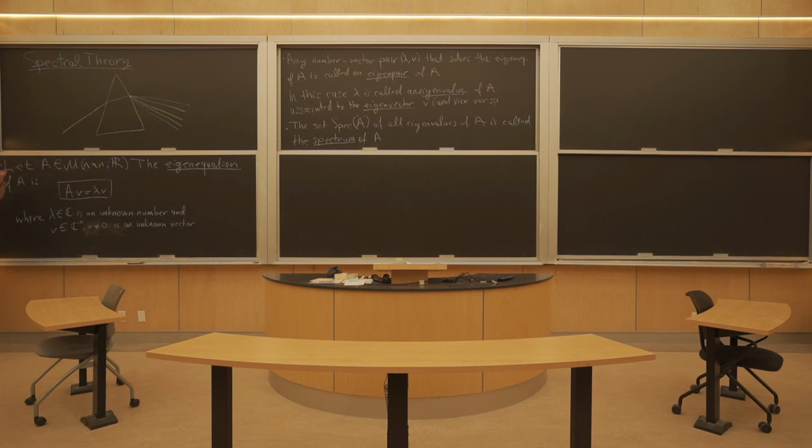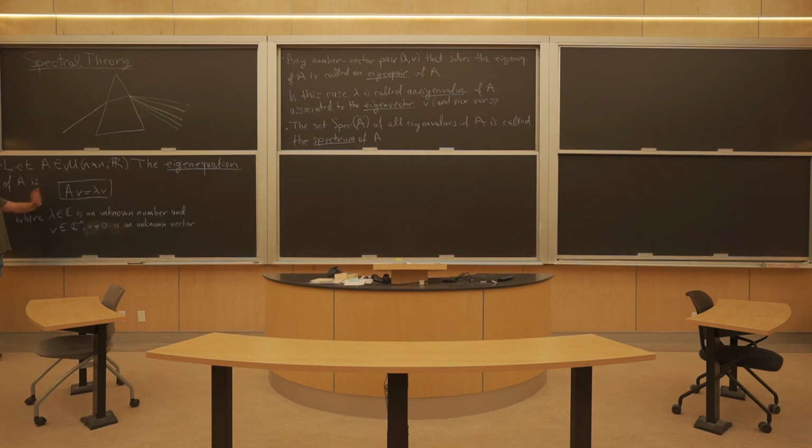I start with an n by n matrix A with real entries. Its eigenequation is this equation: Av equals lambda v. Lambda here is a complex number. v is a complex vector. I want it to be non-zero, because if it were zero, it would be satisfied no matter what lambda is. So this lambda number is analogous to one of these colors, essentially.